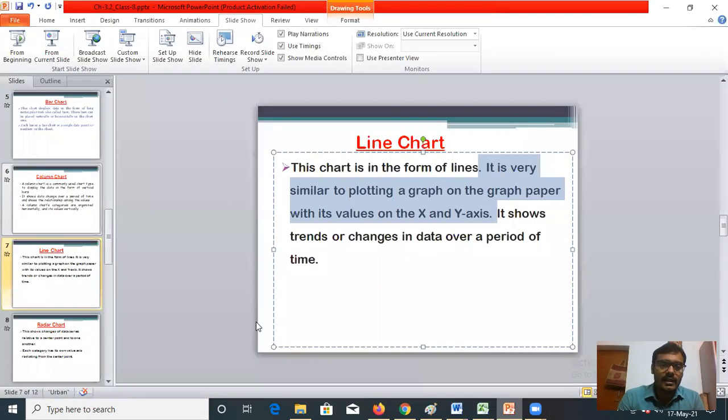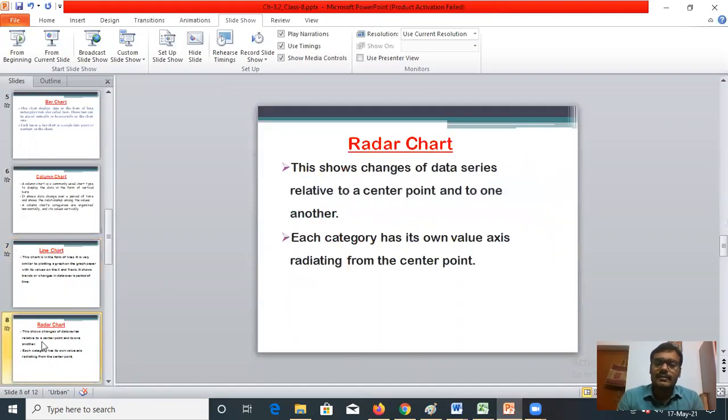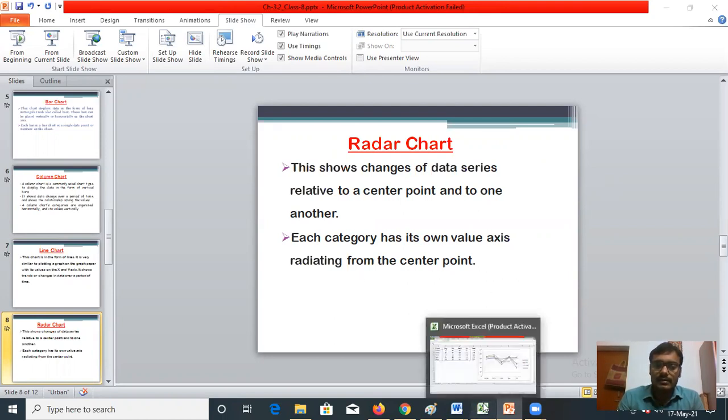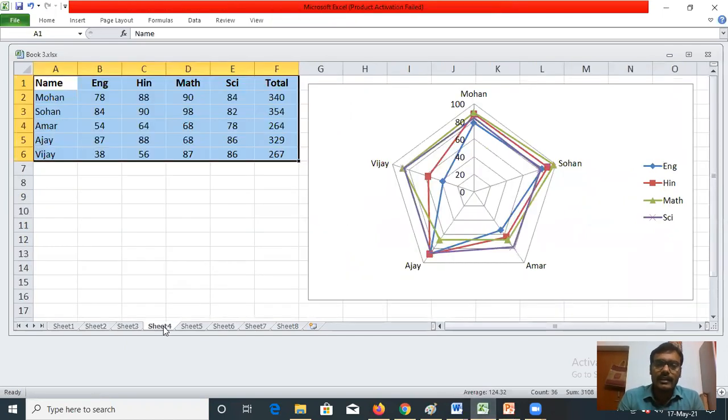The next one is the radar chart. This shows change of data series relative to a center point and to one another. In this chart, there is a central point so that you can make the comparison with this central point, and each category has its own value axis radiating from the center point. In this chart, there is no X and Y axis. You can see this is the picture of a radar chart.